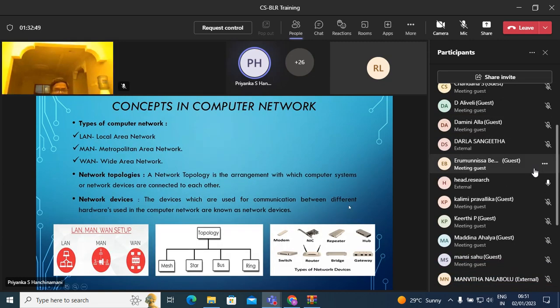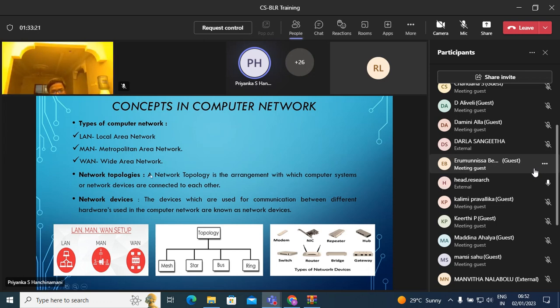Here are the concepts of computer networks. The types of computer networks are LAN, MAN and WAN: local area network, metropolitan area network and wide area network. LAN means computers, or nodes, connected within a few kilometers. Metropolitan means more than a LAN and less than a wide area network. And a wide area network is one where nodes over a large distance are connected together.